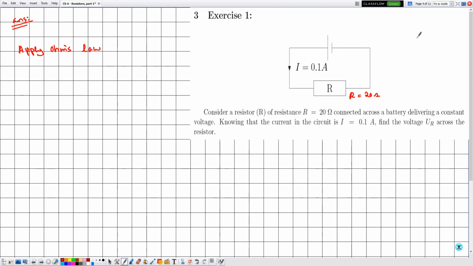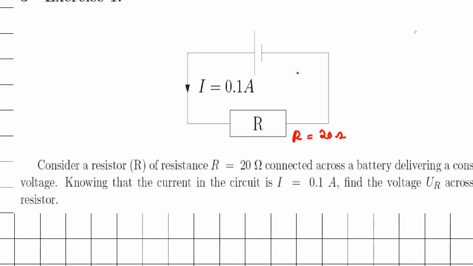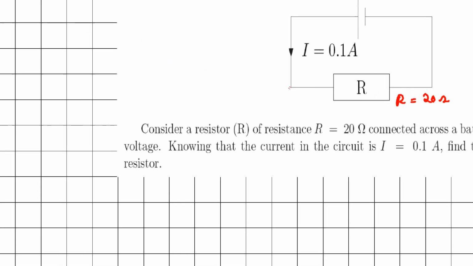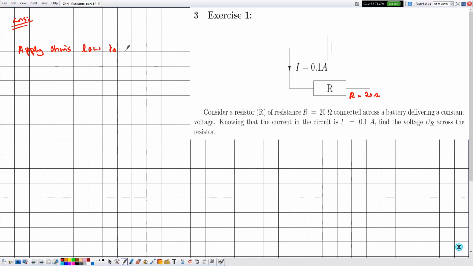Now here, let's be careful. We are applying Ohm's law. This electric circuit consists of two electric components, the battery and the resistor. And here we need to mention that we are applying Ohm's law to the resistor and not to the battery. So apply Ohm's law to the resistor. The name of the resistor is given by R.